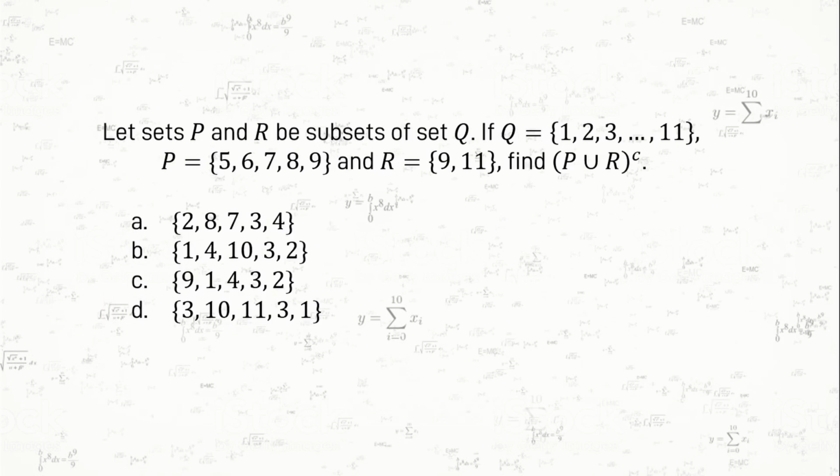Let sets P and R be subsets of set Q. If Q has elements 1, 2, 3 up to 11, set P has elements 5, 6, 7, 8, 9, and set R has elements 9 and 11, find the complement of P union R. A. 2, 8, 7, 3, 4. B. 1, 4, 10, 3, 2. C. 9, 1, 4, 3, 2. Or D. 3, 10, 11, 3, 1.